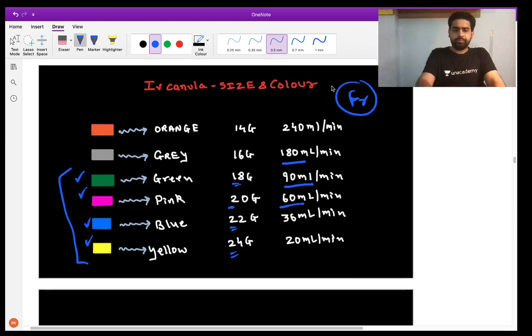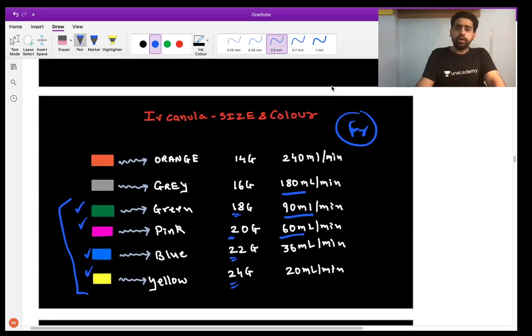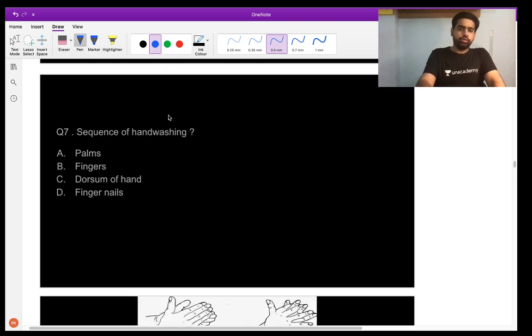Yes. So these 2 points you should remember, because nowadays they are asking a lot of things, and I have not put it up here, but you should remember the urinary catheter colors also. They are very, very important. Okay, so moving on to the next question: sequence of the hand washing.